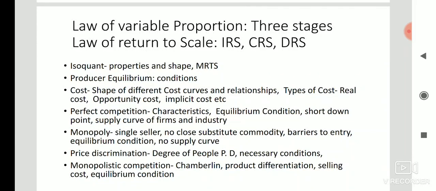And discriminatory monopolies will charge a higher price where demand is less elastic, and will charge a lower price where demand is more elastic. This is an important question: under which condition price discrimination is possible and profitable.